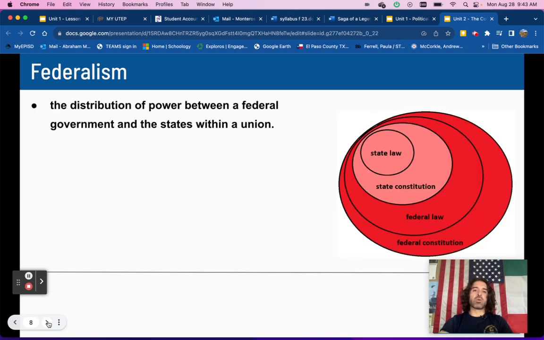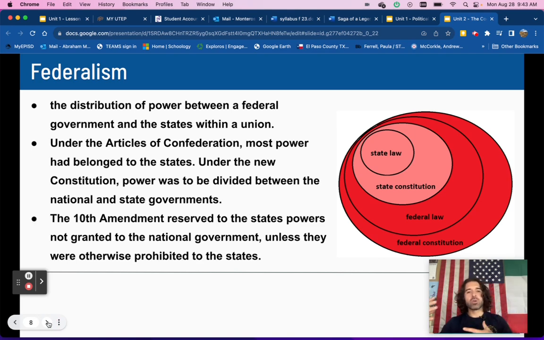Federalism. Federalism is a distribution of power between a federal government and state government. So, in other words, the state government and the federal government share powers and sometimes they overlap. So, you see this drawing right here. You have state law and the state constitution, but you also have federal law and the federal constitution. So, federalism means that the federal government, that means the United States, shares power with state governments, the state of Texas. Okay, so even though they're both different levels of government, they both share powers. Okay, but remember, the supreme law is always the U.S. Constitution.